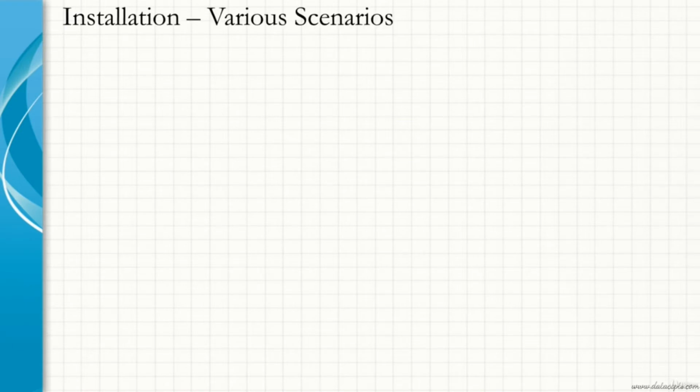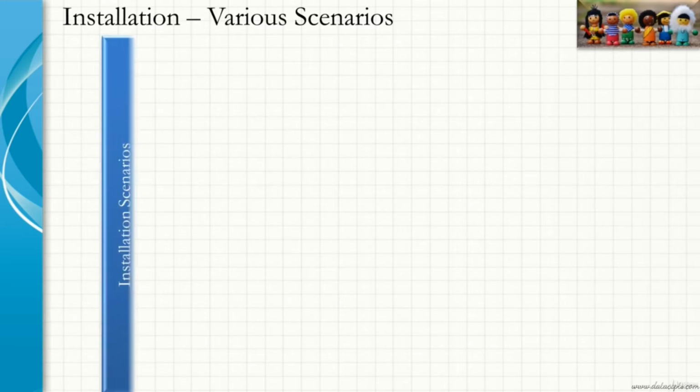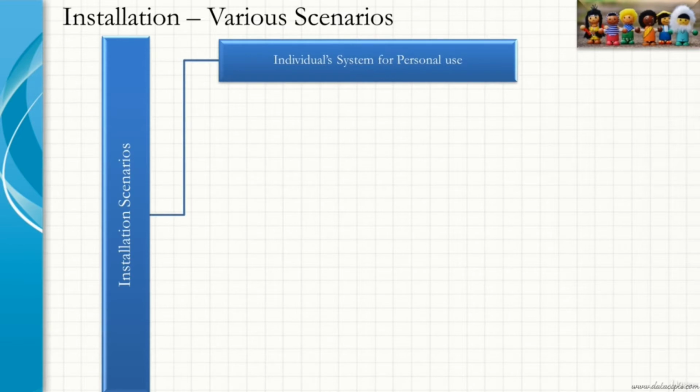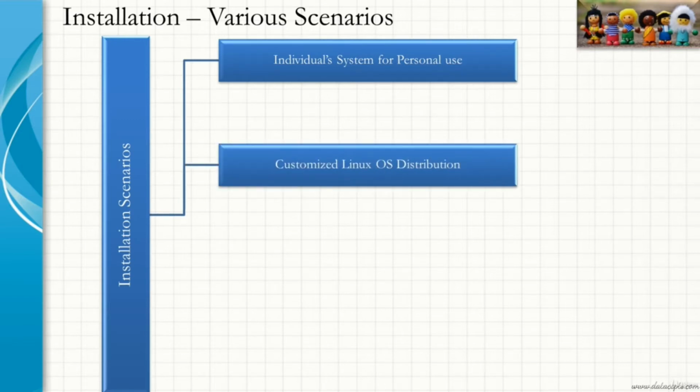Installations, various scenarios. The scenarios will differ depending on the purpose of installation, quantity of installation nodes, availability of resources, customization required, etc. The scenarios could be an individual system for personal use. These are the systems that one requires for personal use, such as for home use. Customized Linux operating system distribution: if one needs to have multiple systems with identical software configurations, including a particular set of applications.